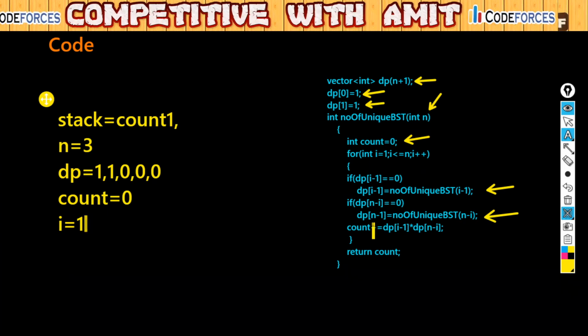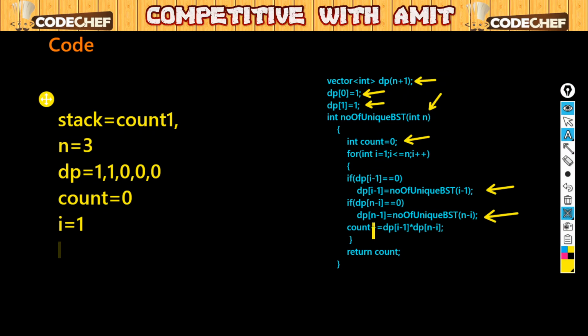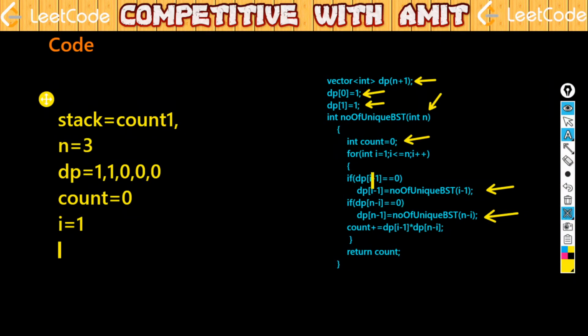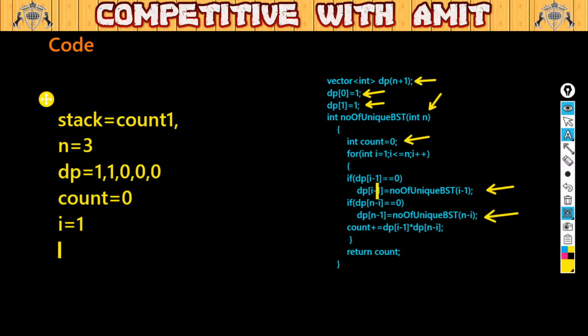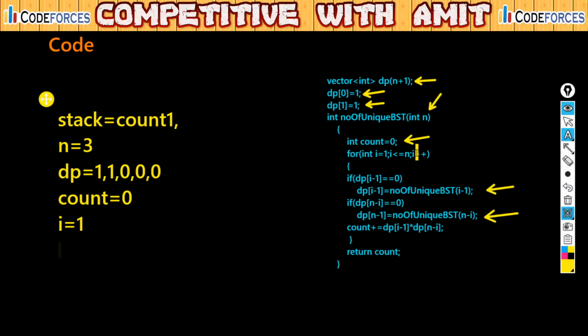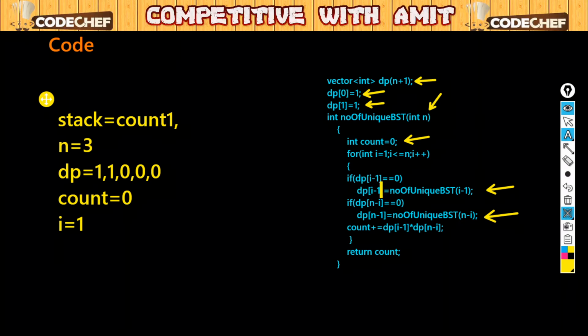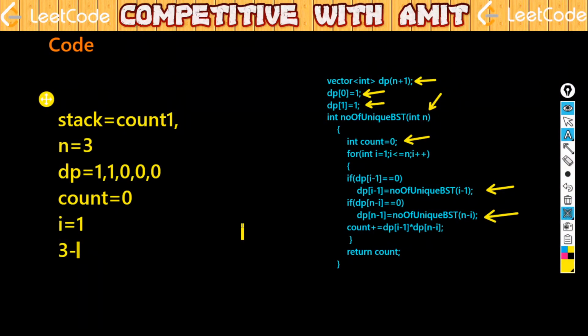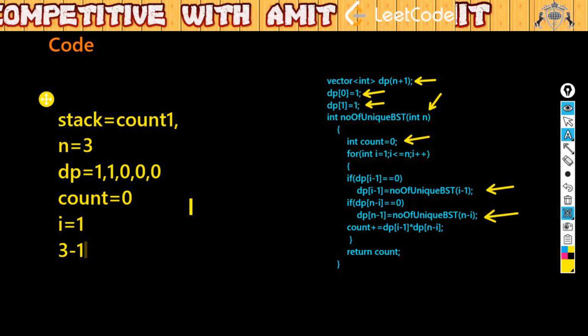So after that what will happen? Here I have initialized this. Again this count will be initialized with 0, and i will be initialized with 1. Now again the same condition will be compared. dp at index 0 is 1, so it is not equal to 0. So this first if condition will not be true. Now we will go to this second if condition. So we will check n equals to 3 here. So 3 minus 1 is 2. So dp at index 2 is also 0.